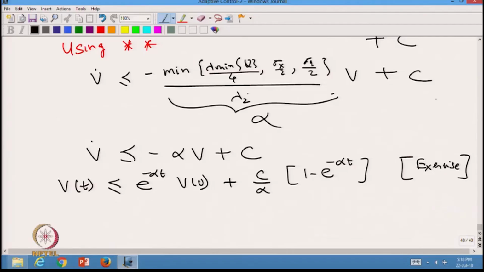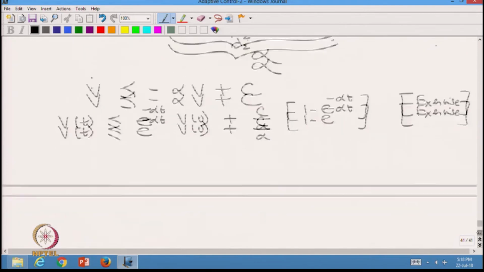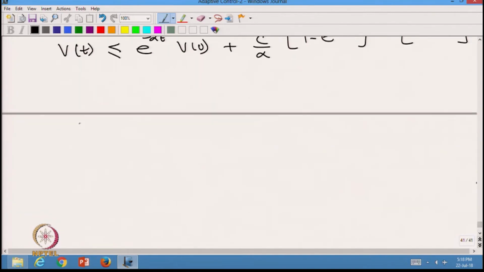From this expression, we can combine these exponential terms together, and we see that starting from v of 0, v of t exponentially decays until it reaches a region c over alpha, and within that region it stays for all future time. It is not able to come out of that region. What I am trying to say is, if we construct how v of t evolves with time.